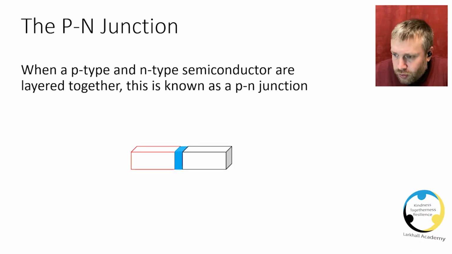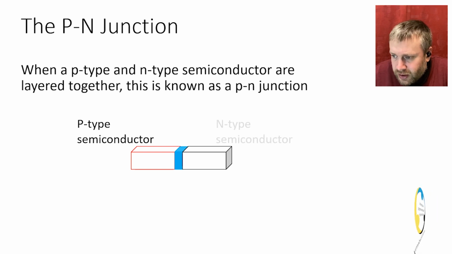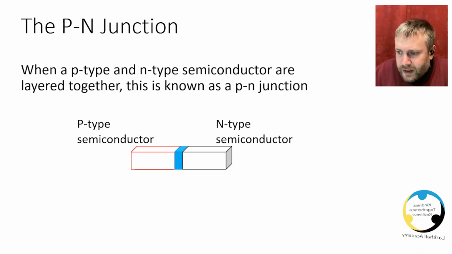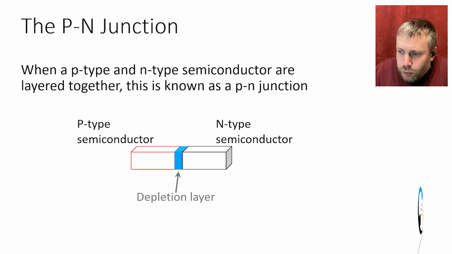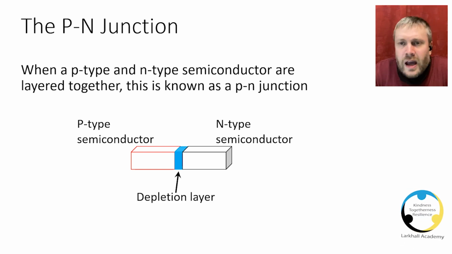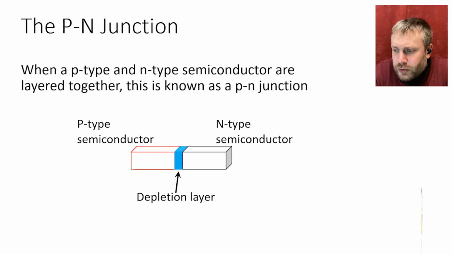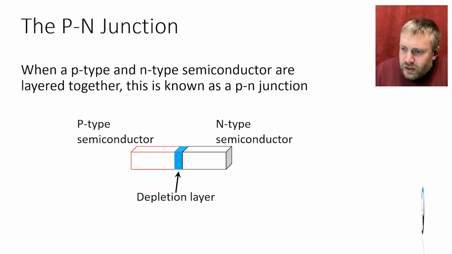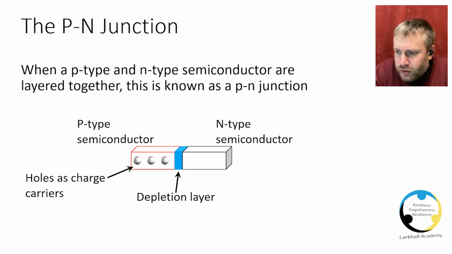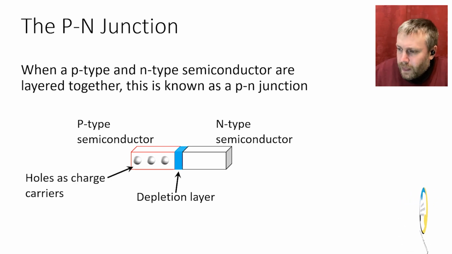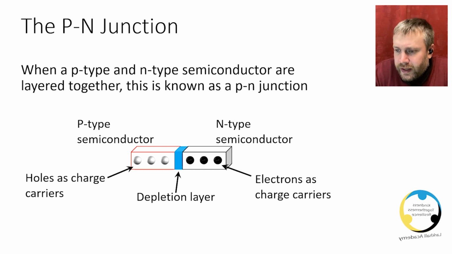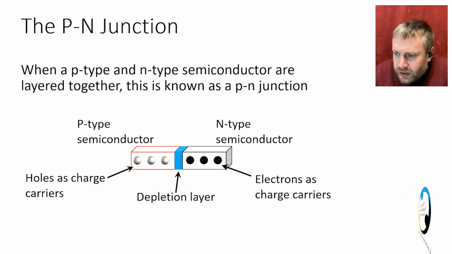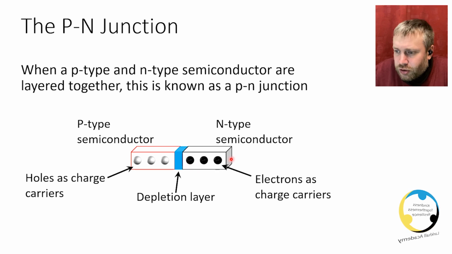It looks a little bit like this. On the left hand side we have the P-type semiconductor. On the right hand side we've got the N-type semiconductor. And then in the middle we've got that little blue section. We call that the depletion layer. I'm going to talk more about the depletion layer in a little minute. With the P-type semiconductor we've got all these holes which are free to move around, and in the N-type semiconductor we've got our electrons. So these are our charge carriers: the holes in the P-type and the electrons in the N-type.